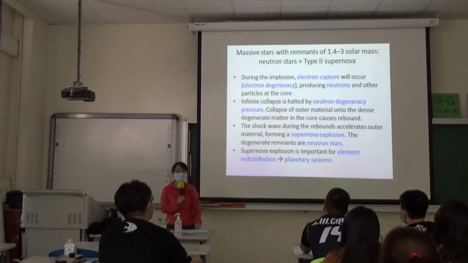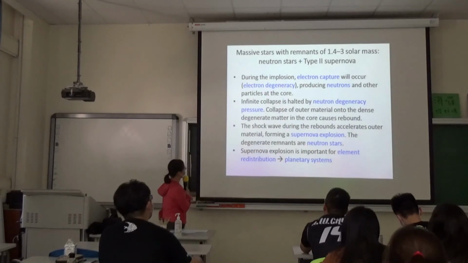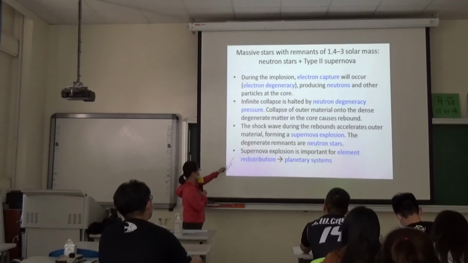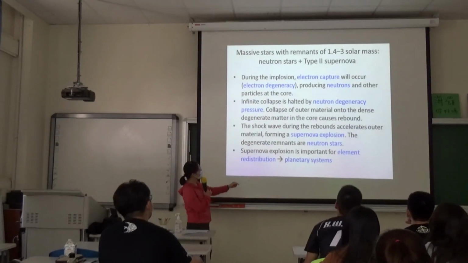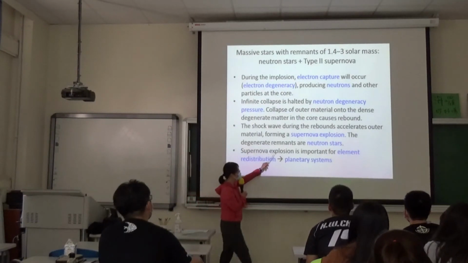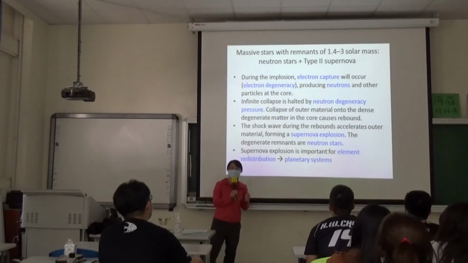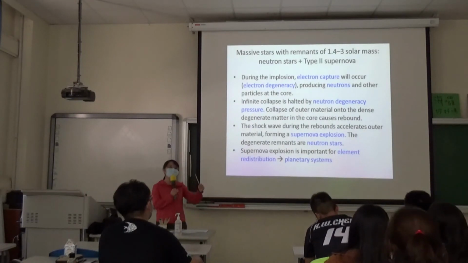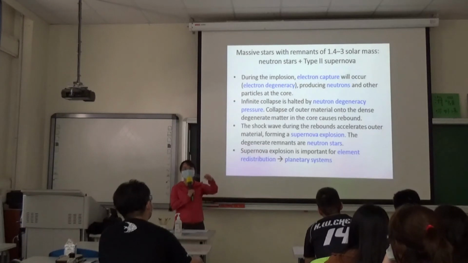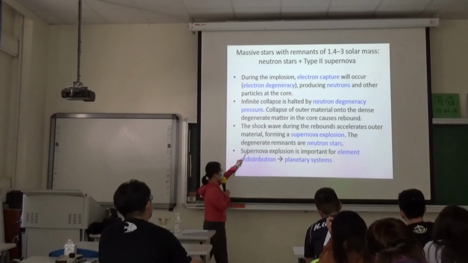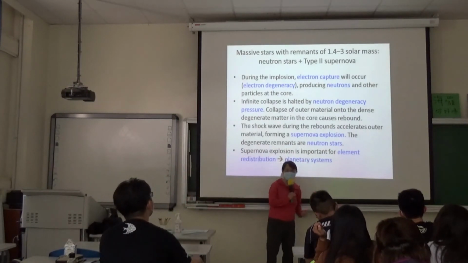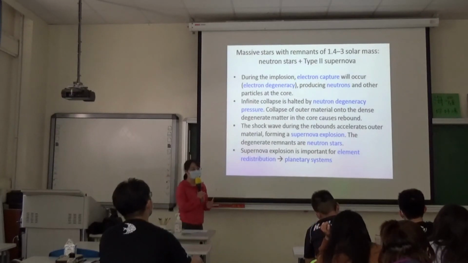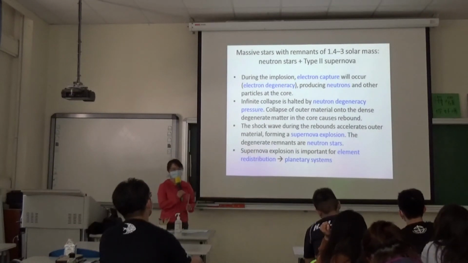This is rebound, bounce back. So something falls and bounces back. Rebound. And the rebound will produce a shock wave. During the rebound, it will accelerate outer material, forming a supernova explosion. So the supernova explosion was actually first implosion and then explosion. The degenerate remnants, so remnants is 残余物质, are so-called neutron stars, 中子星. So neutron stars are made of neutrons.